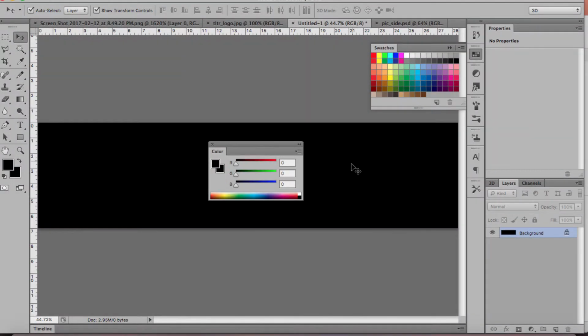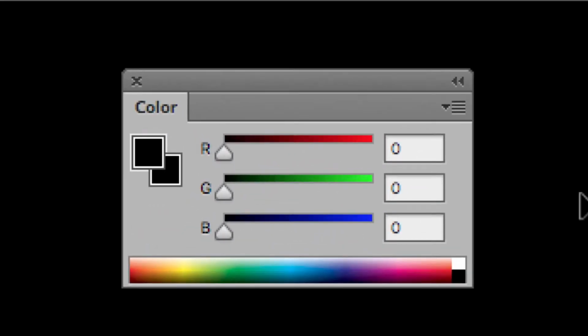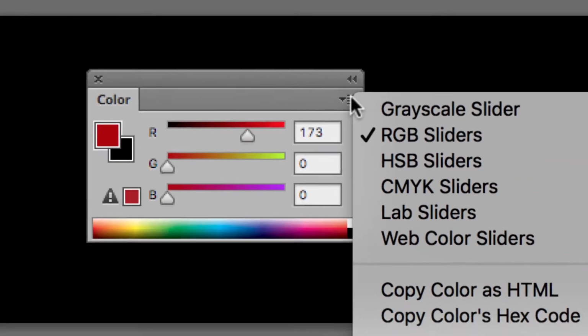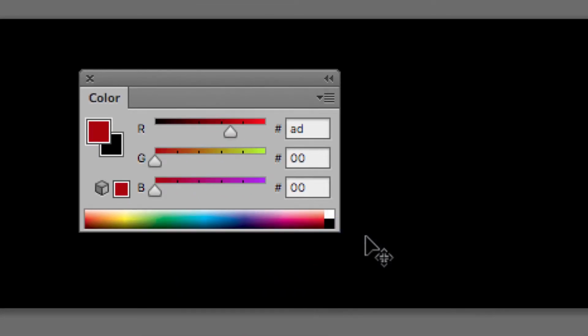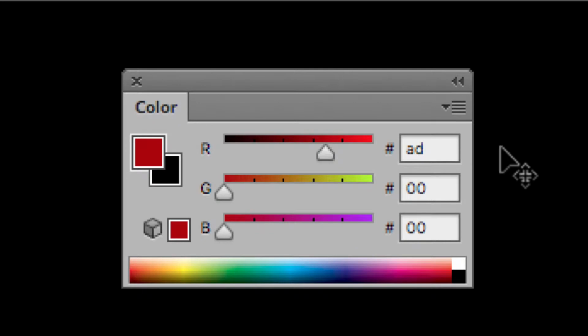Now, if I went into Photoshop just to take a look at this color slider, if I wanted to check that out, I could put in 173 because it was our first one, and I'll leave the others at zero. And you can see it makes a dark red. And if I wanted to see the equivalent in Photoshop, I could go to Web Color Sliders, and I could see that it is AD. So it does the conversion there.